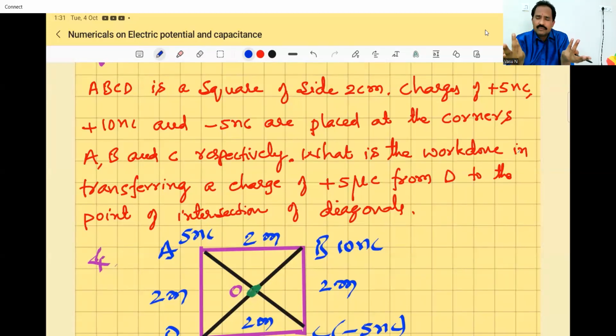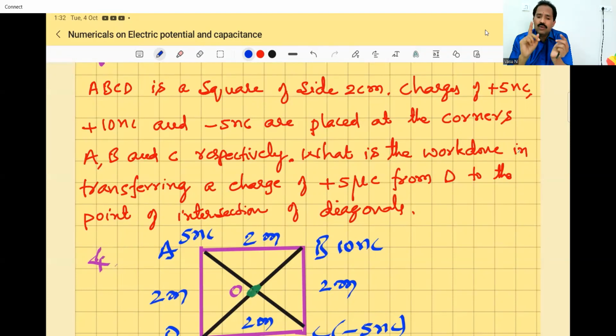That's it. See, first, work done equals potential difference into charge. Charge is given. So what is the potential difference? Potential at one point, potential at another point. Those points are given in the question. Look at that. From D to the point of intersection. From corner D to the point of intersection of diagonals, which means the center of the square. So we have to move from corner D to the center O. So one point is D and another point is O.